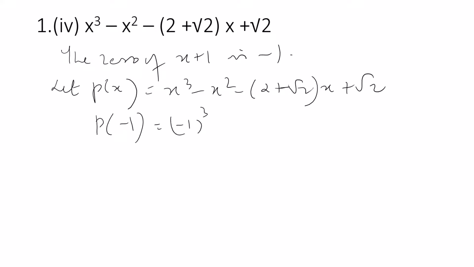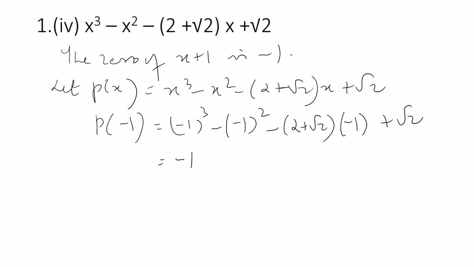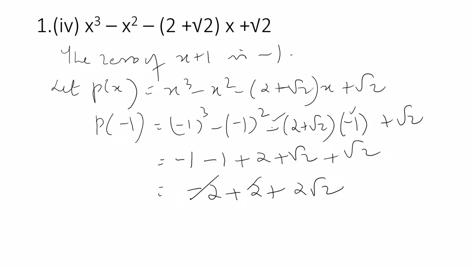Minus 1 cube minus minus 1 square minus 2 plus root 2 into minus 1 plus root 2. So when you cube this, you will get minus 1, then you will get again 1, then minus into minus will become plus, so it will be plus 2 plus root 2. This minus and this minus will become plus, and then you will get plus root 2. Minus 1 is minus 2 plus 2, root 2 plus root 2 is 2 root 2, minus 1 and plus 2 will get cancelled and you will get 2 root 2, and 2 root 2 is not equal to 0.